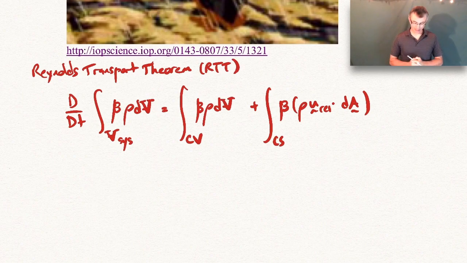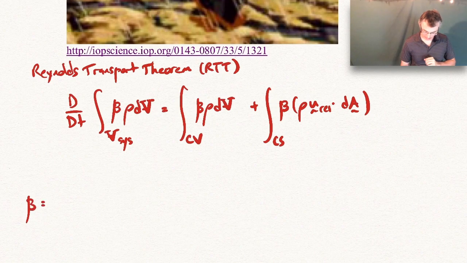On the left-hand side, we have, well, first of all, let me focus on this quantity beta. Okay, beta is what we call a transportable property. It's just some property that you can move from place to place. And it's actually the amount of that property per unit mass. So beta, let me write it down here. Beta is the amount of B per unit mass.